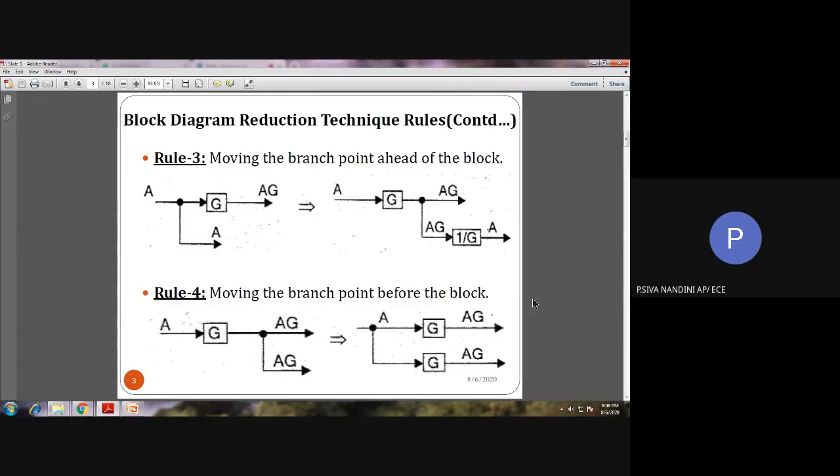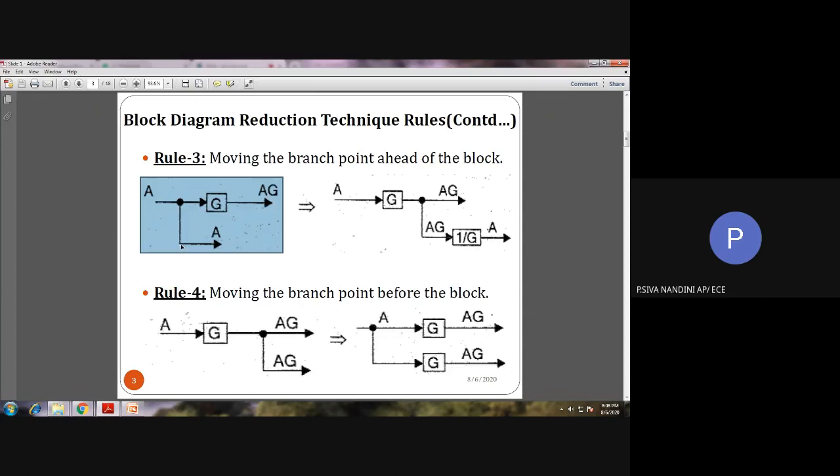Next we shall see rule number 3. First we shall see with the help of this diagram. Here we have a block G. An input A is given to this block G. Here we have a branch point. So this is what a branch point is.